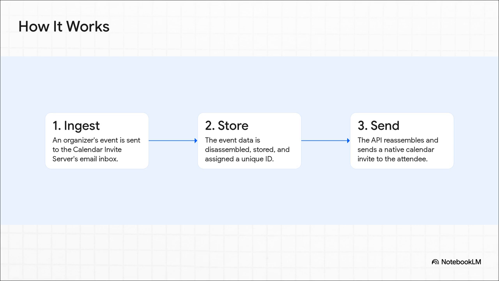So, how does all this magic actually happen? Well, it's surprisingly straightforward. First, an organizer's event information is ingested by a smart inbox. Next, the system stores that data, gets it all ready for action. And then finally, the API assembles and sends a native invite directly to your audience. Ingest, store, send. It's really that simple and elegant.